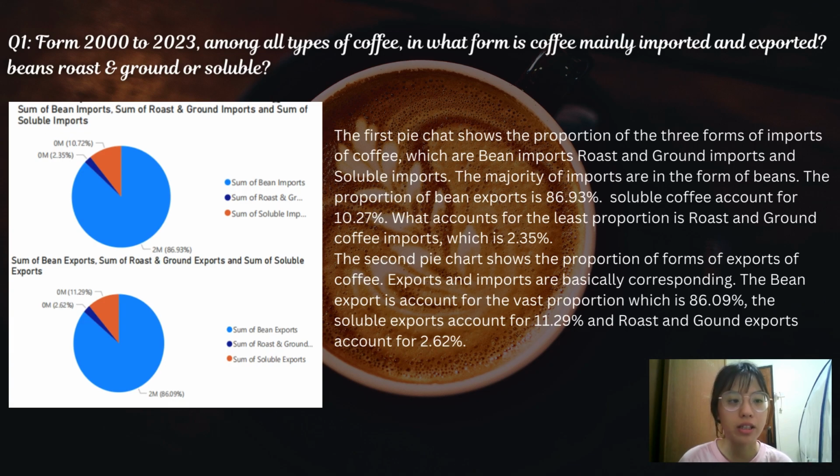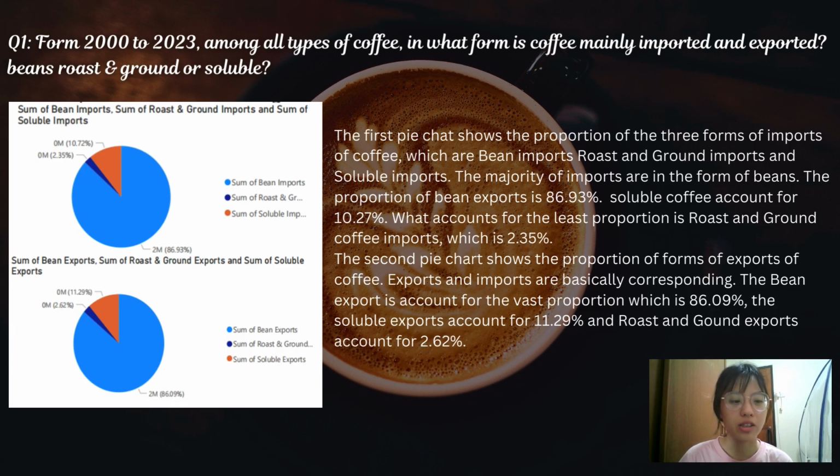The first pie chart shows the proportion of import of coffee. As we can see, the import form of beans accounts for the vast majority, which is 86.93%, followed by the form of roast and ground coffee, accounting for 10.72%. The last one is soluble coffee, only accounting for 2.35%.